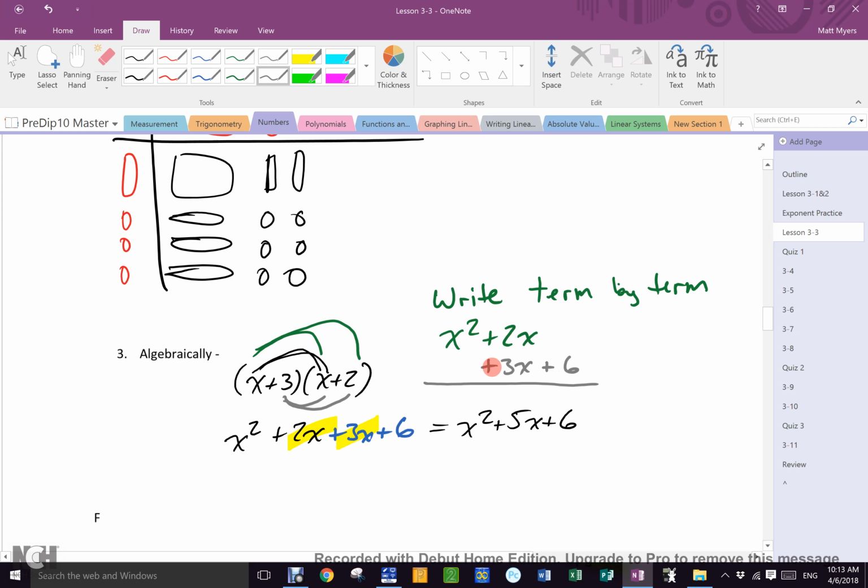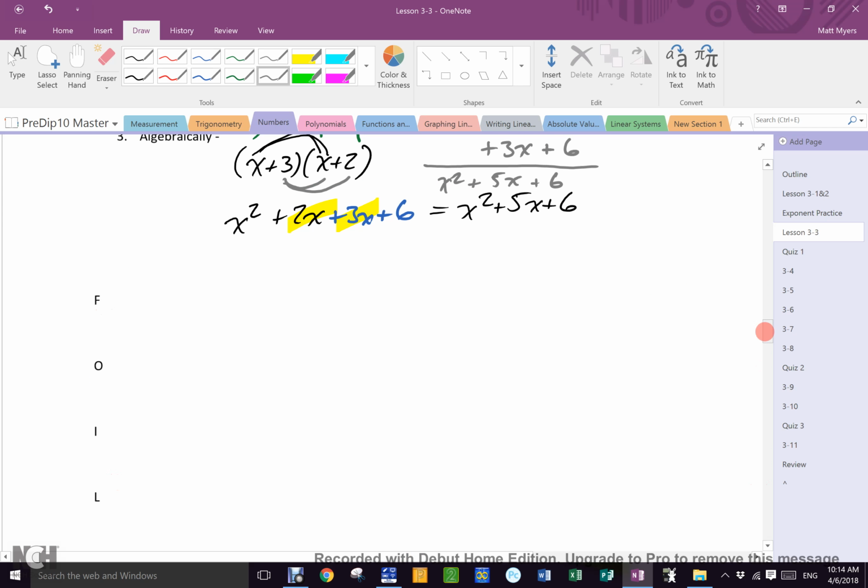Then I add up. X squared plus 0 is x squared. 2 plus 3 is 5x. 0 plus 6 is 6. Everybody cool? Do I care how you write it? No, you can write it all in one line, or you can do this. Everybody's able to, yeah? All right, shortcut time, because I love you guys.